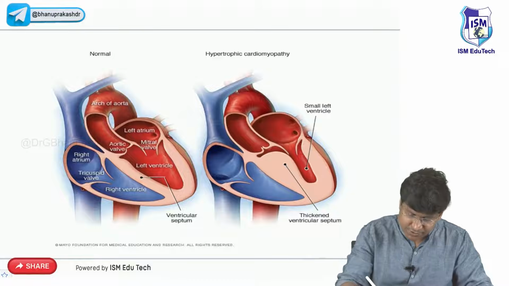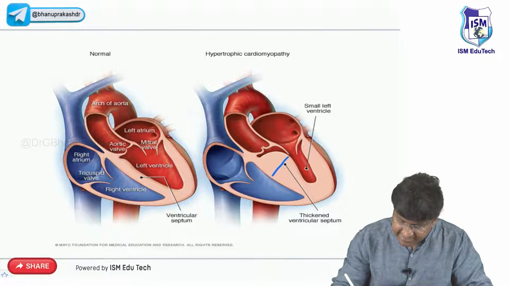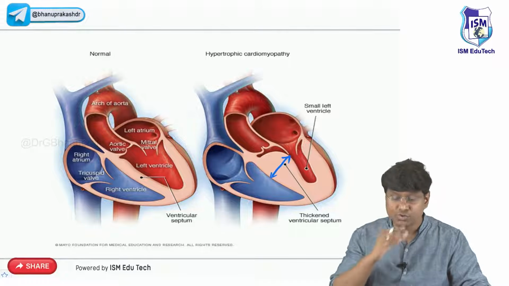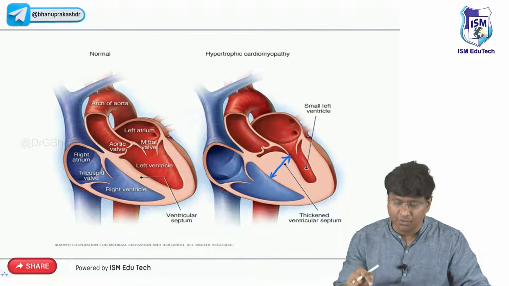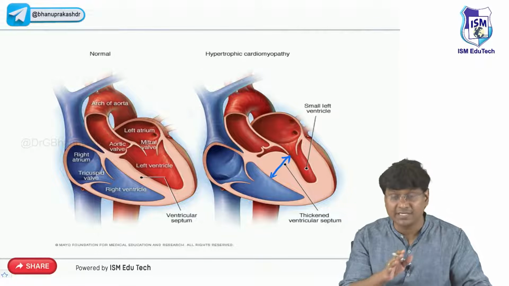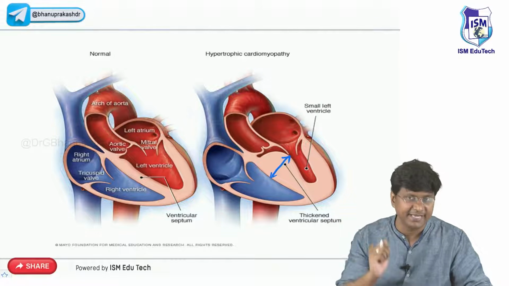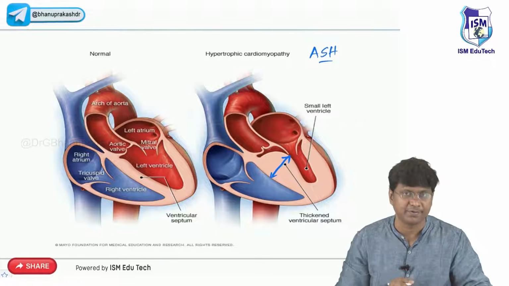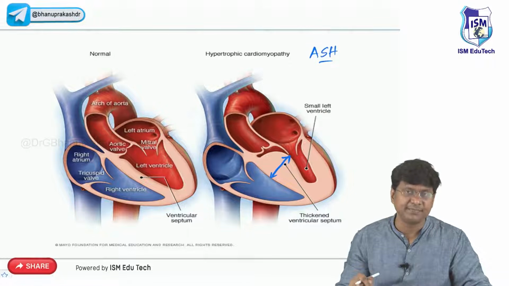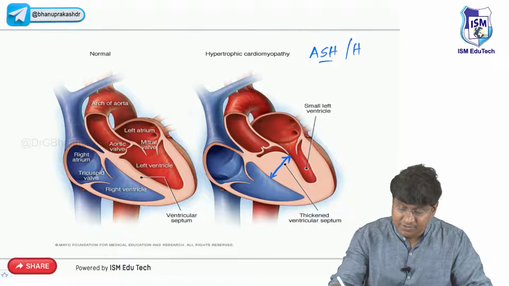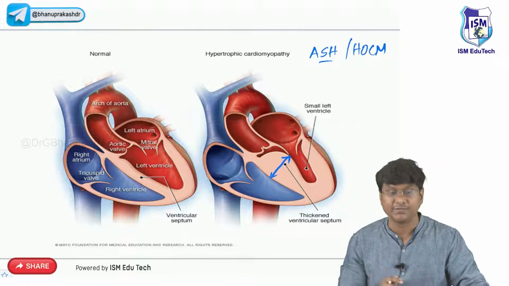So you see here, this is the increase in the thickness of the septum, right? If you take this entire left ventricle, only the septum is getting hypertrophy. And that too not the entire septum, it is only the base of the septum. So that is the reason why it is also called asymmetrical septal hypertrophy. And because of the septal hypertrophy, it is obstructing the left ventricular outflow tract. That is the reason why it is also called hypertrophic obstructive cardiomyopathy.